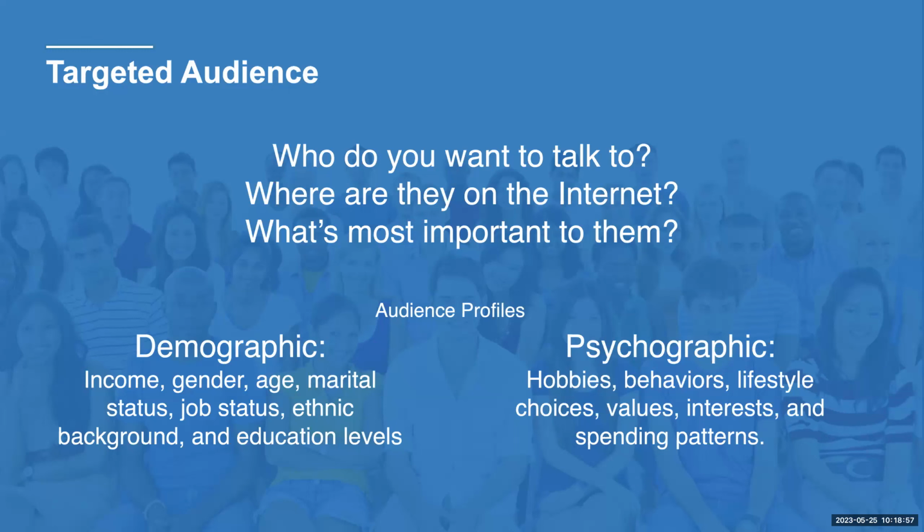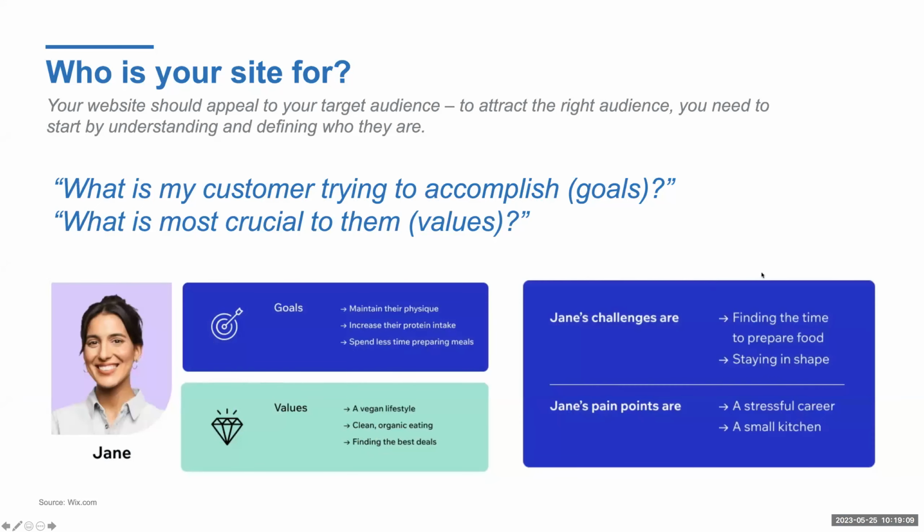This is going to help us with overall layout. It's going to help us with overall copy of the website because we want to write copy that speaks to the audience that we're trying to hit. So really think about who you want to target and who your site is for. Your website should appeal to your target audience. To attract the right audience, you need to start by understanding and defining who they are.